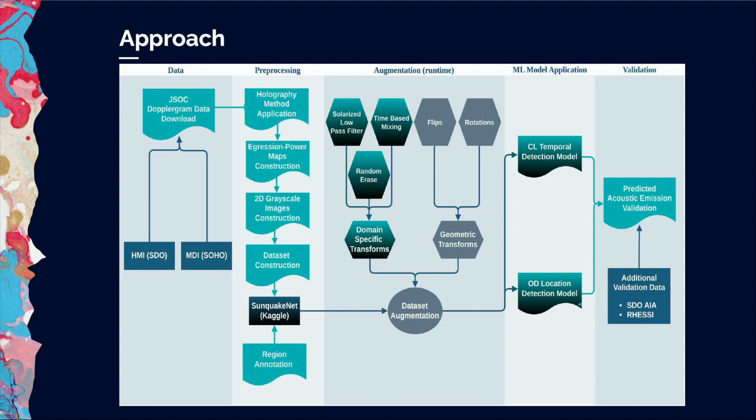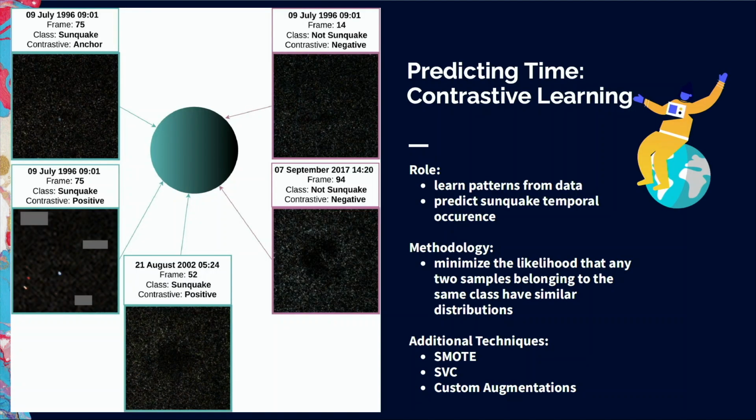And then we applied 2 different types of models. First, we applied temporal detection models to detect the start and end time of the sunquakes. And then we applied object detection models to detect the actual location of the kernel. And finally, we used additional data to validate whether our results were reliable. So, as I was saying, 2 approaches: predicting time first, predicting location second.